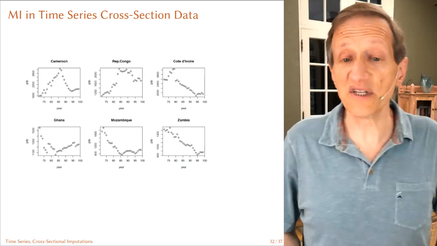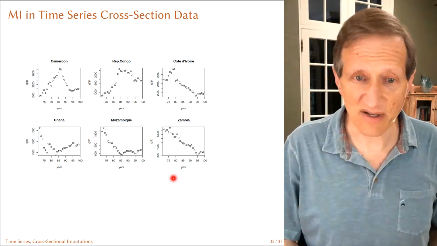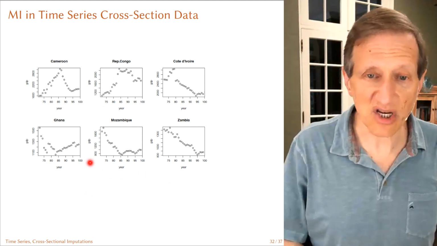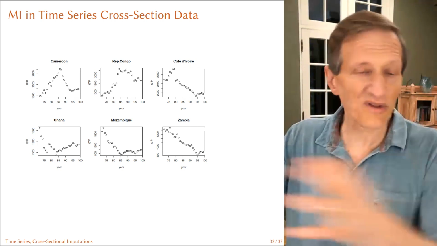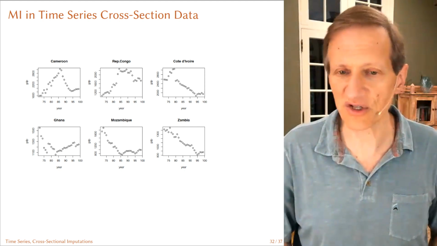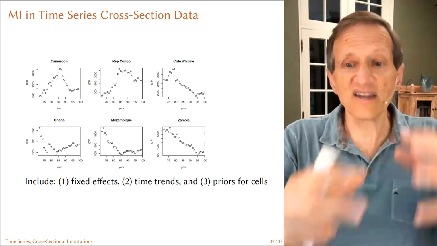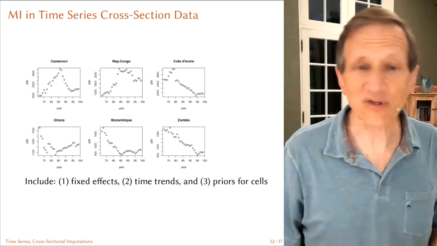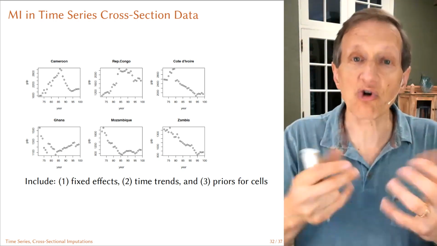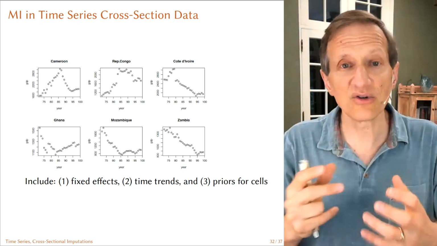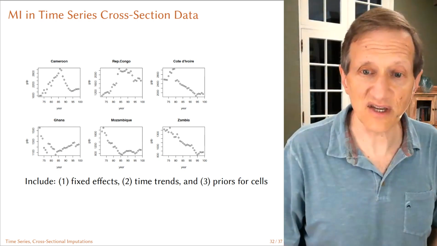What if, however, the data look like this? Where the horizontal axis is time, in this case it's years, the vertical axis is GDP, each of these is a country, all the data from these 6 countries and all the years are all in a big time series cross-sectional data set, okay? So what we also can do, and what is programmed into Amelia, which you can absolutely use, it's not hard to do, is respect the structure of the data and include fixed effects, in this case for the countries, time trends, in this case for the years.